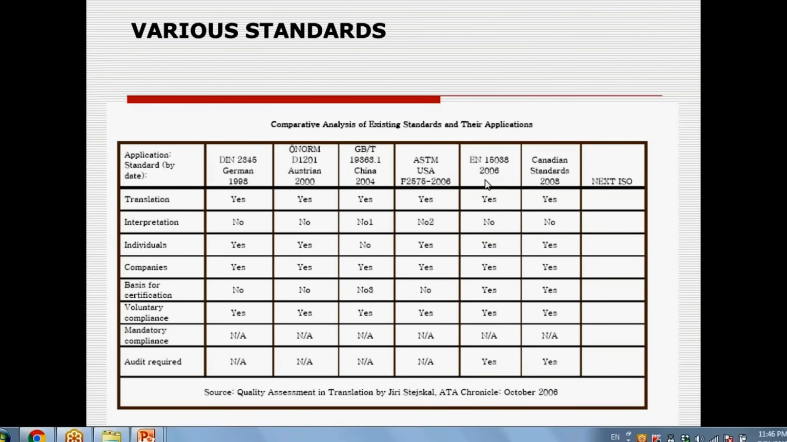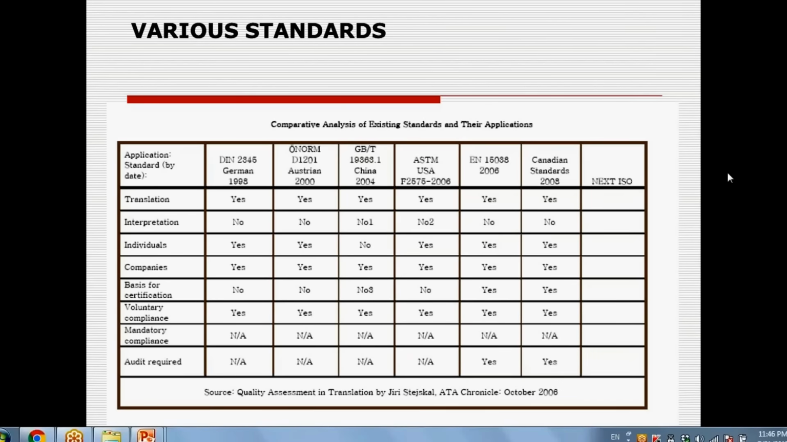And then there is another standard that was very popular and created a good buzz in the European market, and that is EN 15038, 2006. A much more improved standard came into picture, the Canadian standard in 2008, and most recently in 2015 there is another standard that has come, which I will talk about in my next slide, that is ISO.